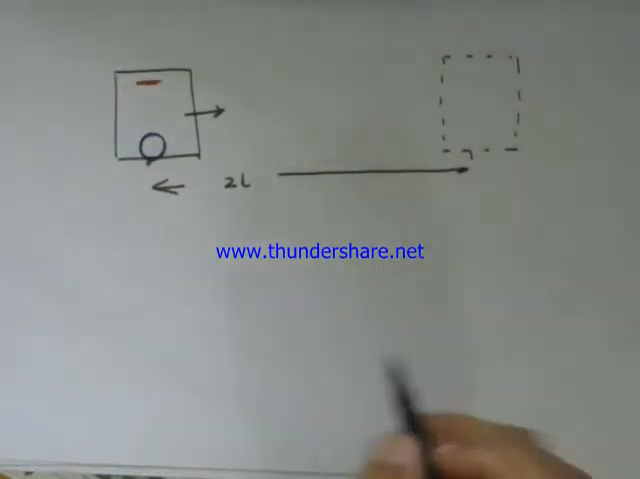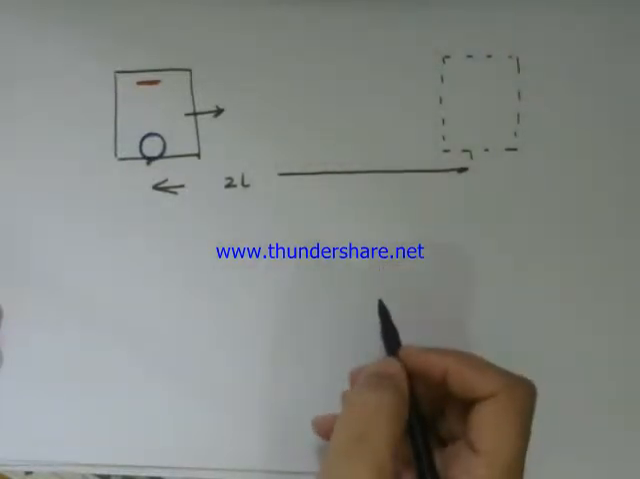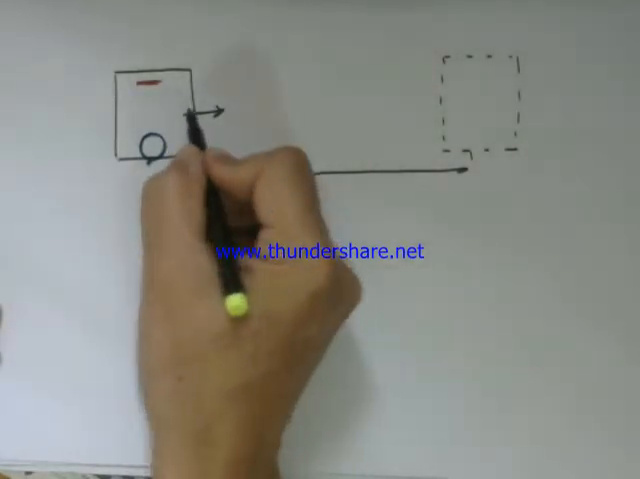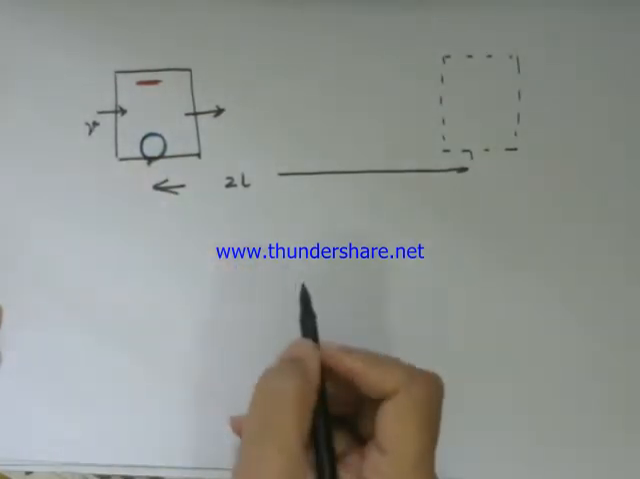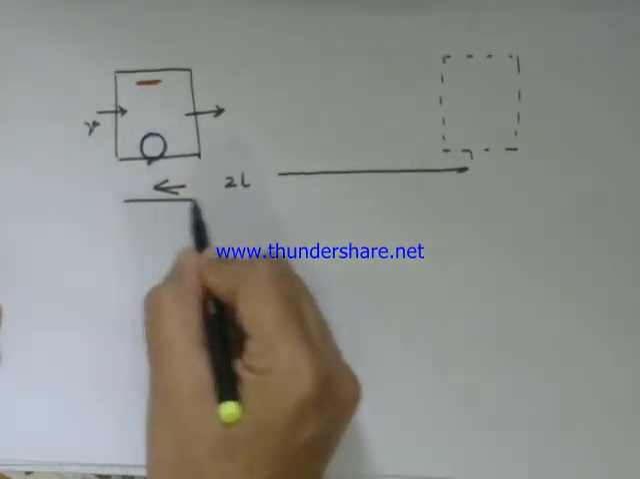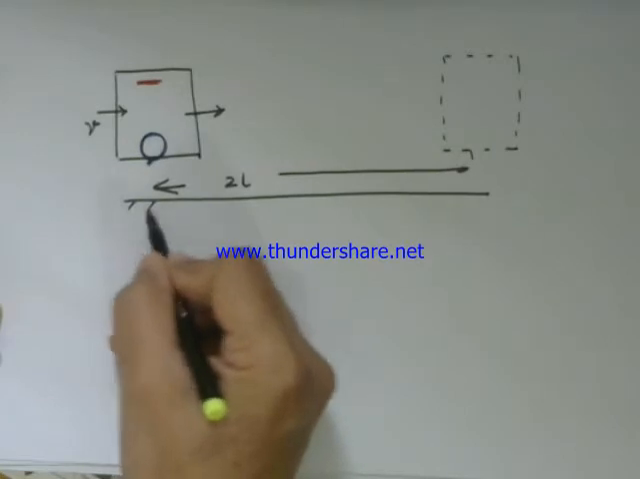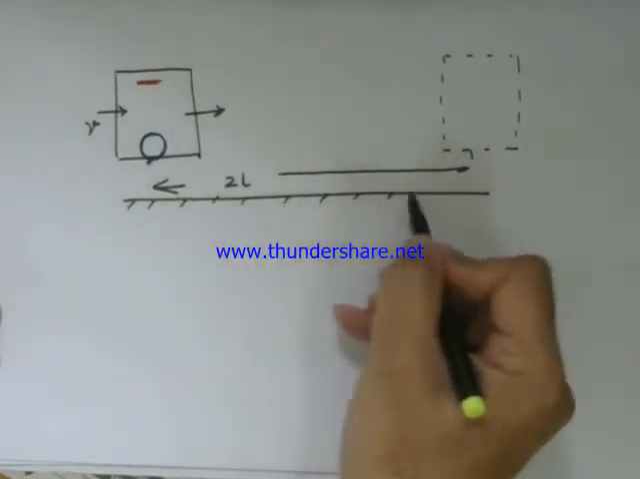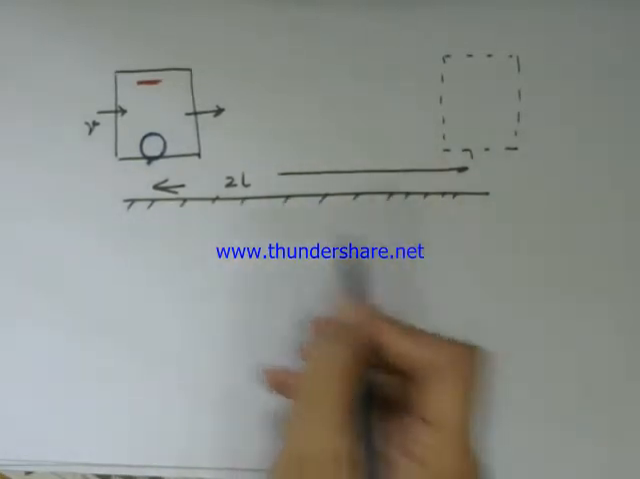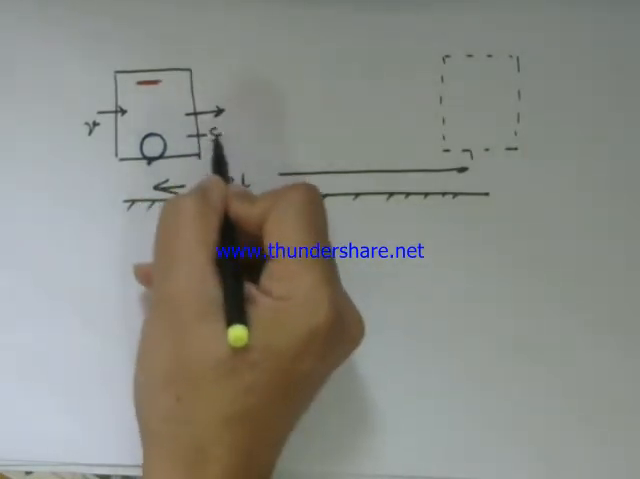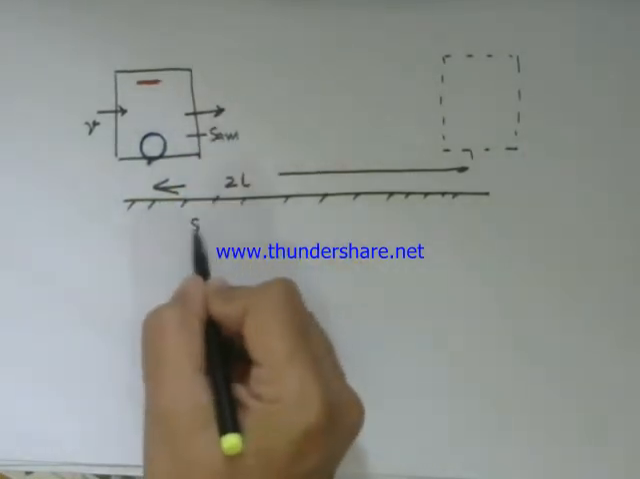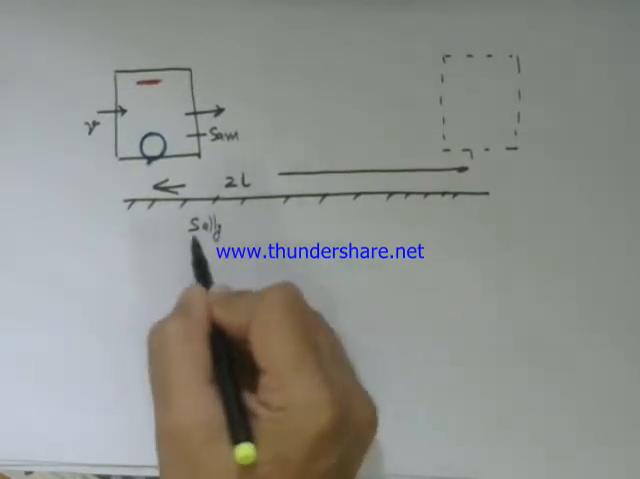In this lecture, we'll cover the concept of time dilation. Let us take a situation where there is a train compartment moving with a velocity v along this platform, and v is the speed of this compartment. Sam is sitting inside the compartment and Sally is on the platform.